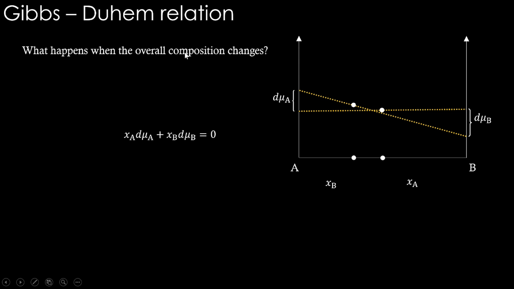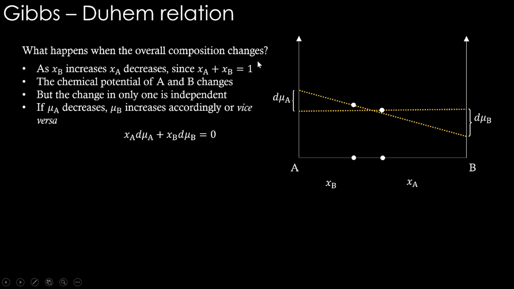What happens when the overall composition changes? As XB increases, XA decreases. That is obvious from XA plus XB equals 1. And the chemical potentials of A and B change, but the change in only one is independent. The other is dependent on that. If mu A decreases, mu B increases accordingly, following this formula.